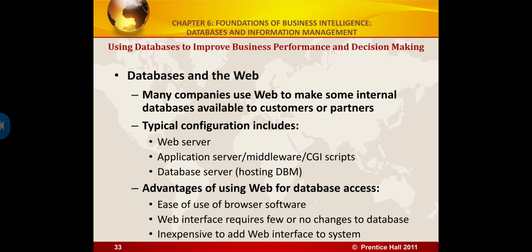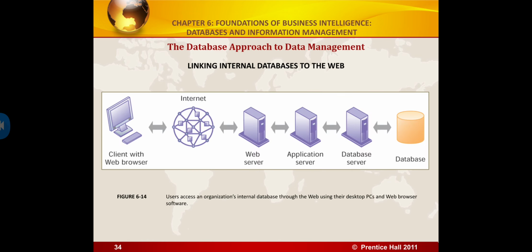Many companies now use the web to make some of the information in their internal database available to customers and business partners. So, suppose, for example, a customer with a web browser wants to search an online retailer's database for pricing information, which we can see on this diagram. From this figure, it illustrates how the customer might access the retailer's internal database over the web.